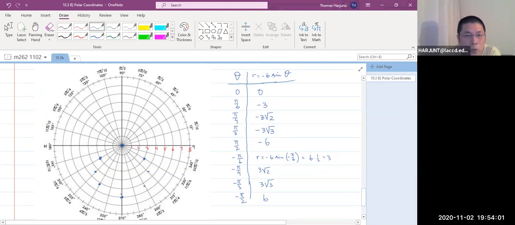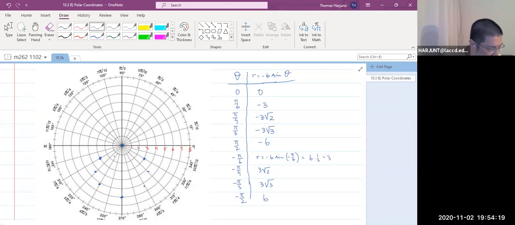If you want to make it even finer, you see what happened at pi over 12 and the rest. But I think, let's see, 15 degrees: -6 sine 15. I get -1.55, approximately 1.6. So approximately here. So when I try to graph that, it will look like this.